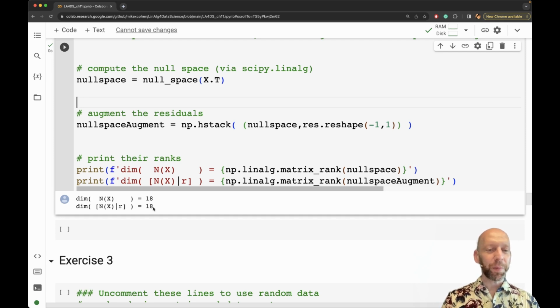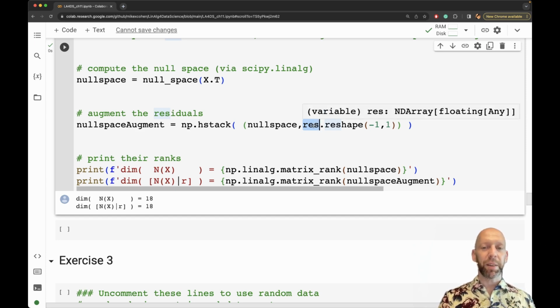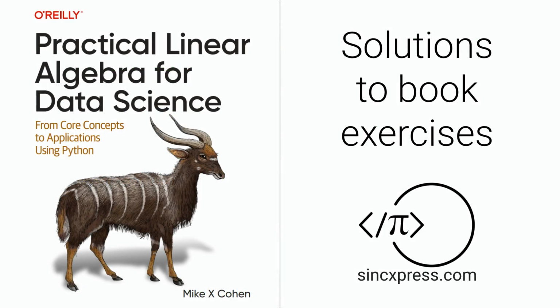Okay, so we see they both have the same rank of 18. That means that the residuals vector is in the null space of the design matrix, and that means that the residuals vector is not only orthogonal to the one very specific linear combination of all the columns that produces the predicted data. Instead, the residuals vector is orthogonal to the entire column space of the design matrix.